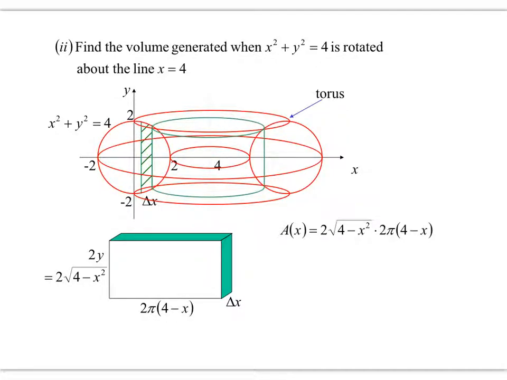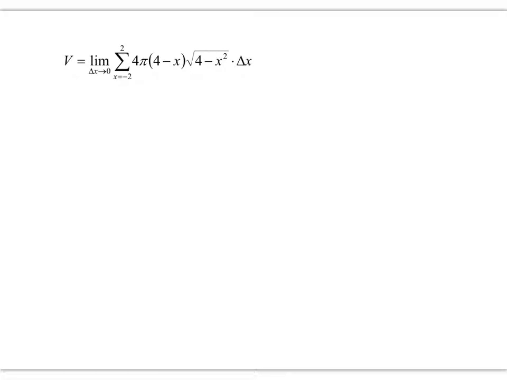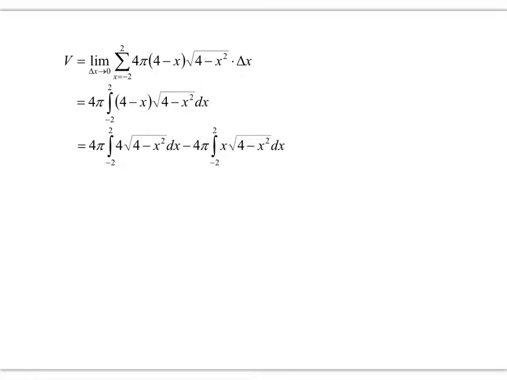Alright, so the area of that rectangle is a product of those two, and just simplifying that somewhat. The volume is going to be the area multiplied by delta x. And our volume is going to be the limit as delta x approaches 0 of the sum of all the x values from -2 up to +2. If we expand out the brackets, we end up getting this expression. So 4 multiplied by this, and then -x multiplied by this.